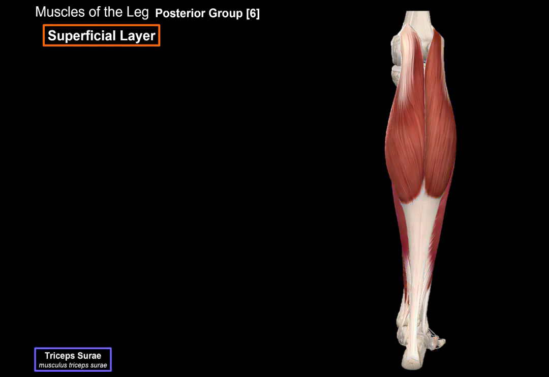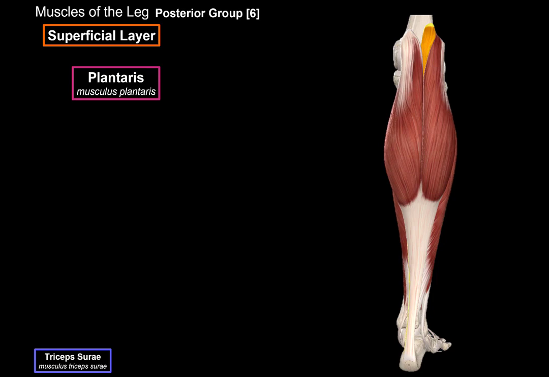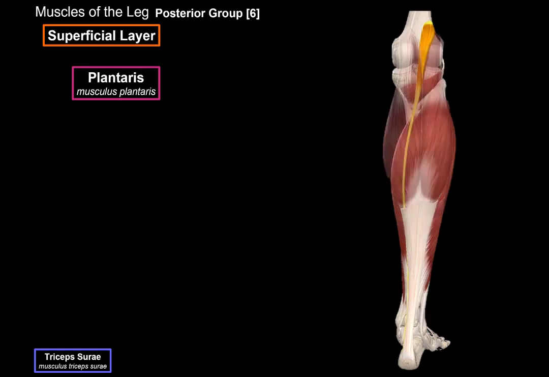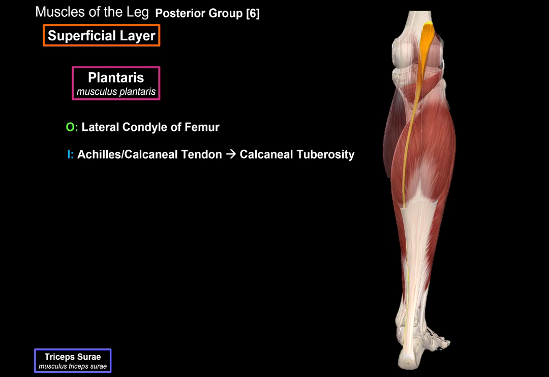Then we have a muscle called musculus plantaris, which is this one. You barely see it here, but if you fade the triceps sura, you'll be able to see it better. It originates from the lateral condyle of the femur. It then passes underneath the gastrocnemius muscles, and then inserts at the Achilles tendon, to then insert at the calcaneal tuberosity on the calcaneus. Its function is flexion of the foot and flexion of the leg.